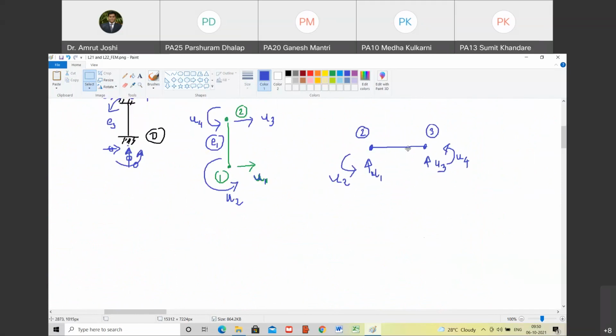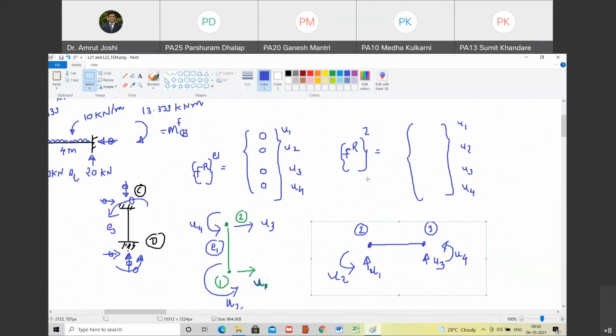Though I said that we will directly write down the restraint force matrix for the global structure, no, let us do it systematically. I will write it down for each element. We will follow the same procedure of assembly as we followed for the stiffness matrix. Are you with me? Okay. So now FR2, this is for the second element, FR for E2.